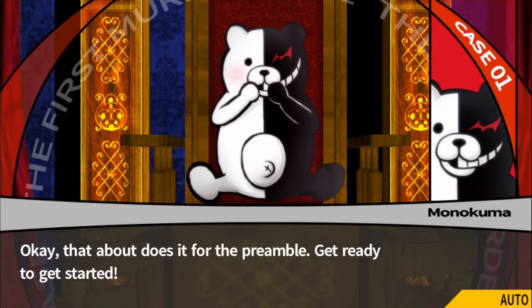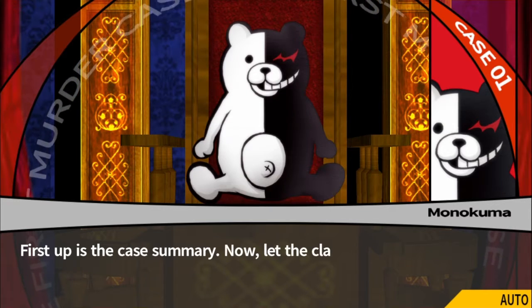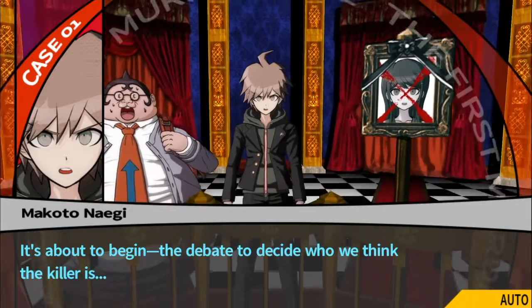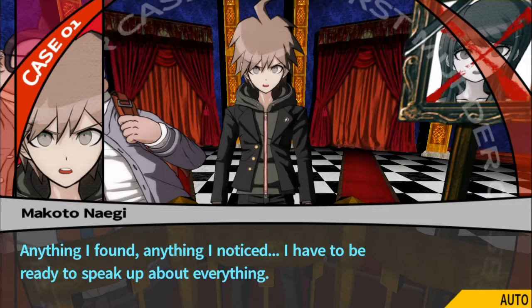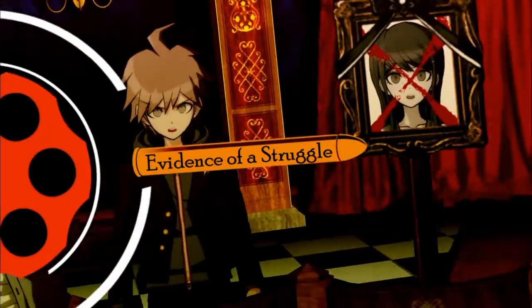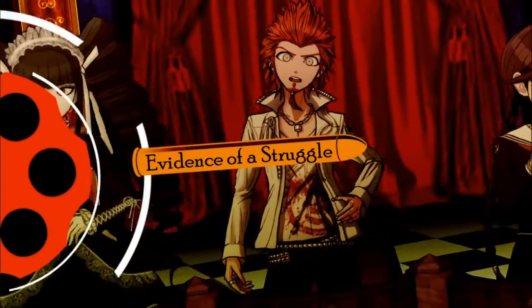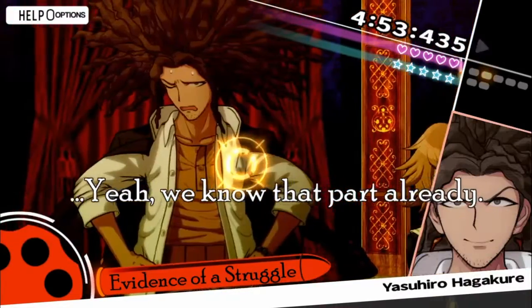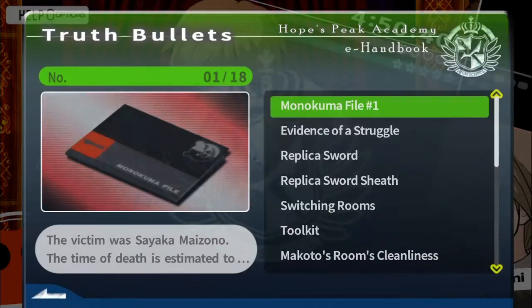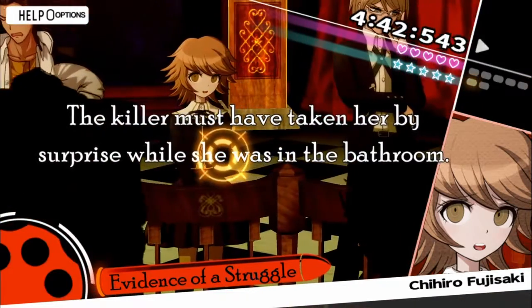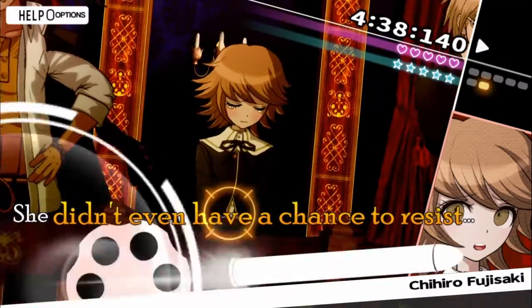Okay, that about does it for the preamble. Get ready to get started. First up is the case summary. Now, let the class trial begin. I assert that the one who was murdered was Miss Sayaka Maizono! Yeah, we know that part already. And the murder took place in Makoto's room. In the bathroom. So it seems most likely that the killer must have taken her by surprise while she was in the bathroom. She didn't even have a chance to resist.